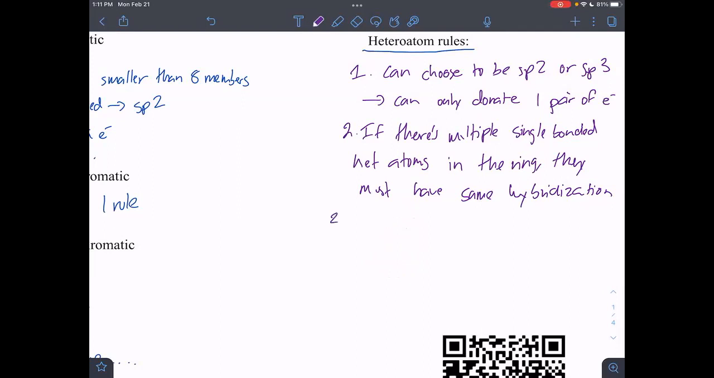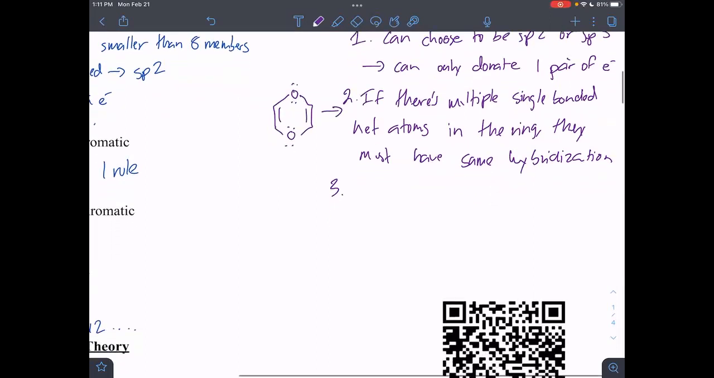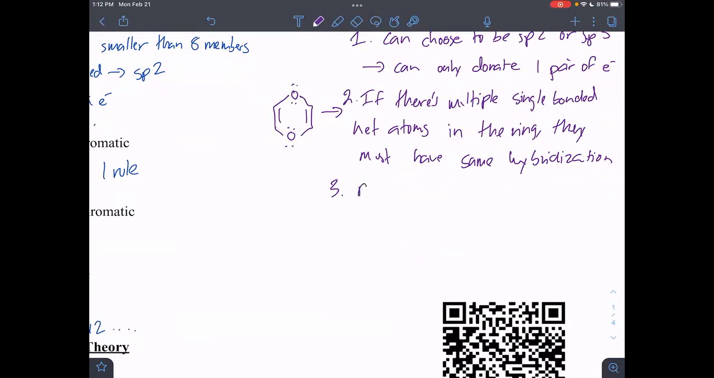And then for double bonded heteroatoms, like we have in pyridine, they are always sp2 hybridized and they must donate one pi electron only.